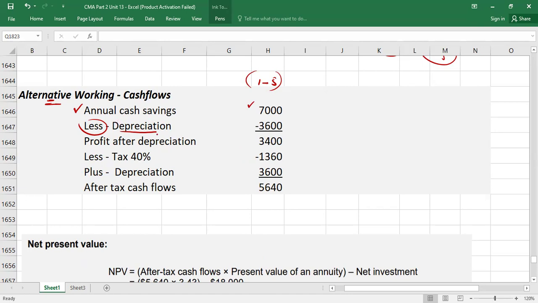But why was depreciation deducted here? Because it was just for the calculation of tax that we deducted it as an expense. But then why did we add it back here? We added it back because it is a non-cash item. So that's why we have added it back. Once you follow this format, you will get the after tax cash flows, which is also how much? 5,640. I hope it is clear.